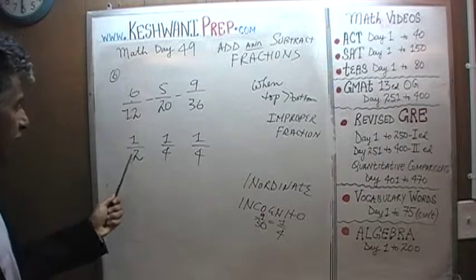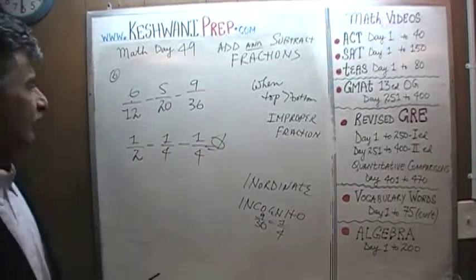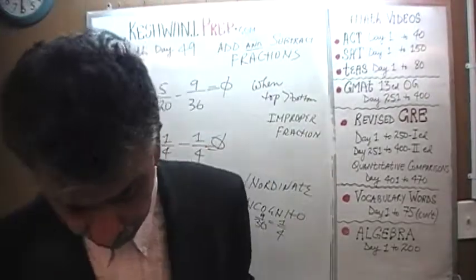So what do we have here? We have 1 half minus a quarter minus a quarter. That's just big fat 0. The answer is big fat 0. A half minus a quarter minus a quarter is 0.